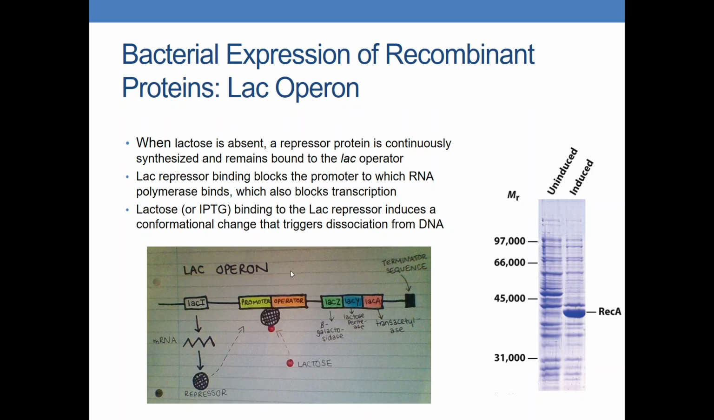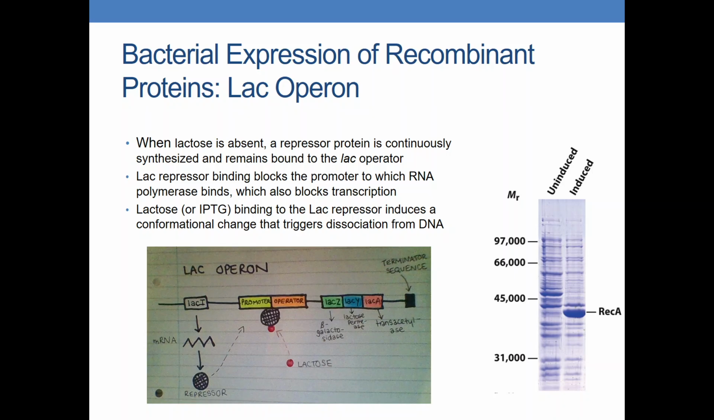Without any lactose present, it's going to look like this. There's this LAC-I gene that is upstream of my promoter and operator. This is going to be used to make an mRNA, which is going to be used to make a repressor protein. This is the LAC repressor. Normally, this repressor is going to bind to that promoter operator region, and binding of the repressor blocks anything downstream from happening. So when the LAC repressor is bound to the promoter operator region, you cannot make your protein. This is the uninduced state that you see over here.